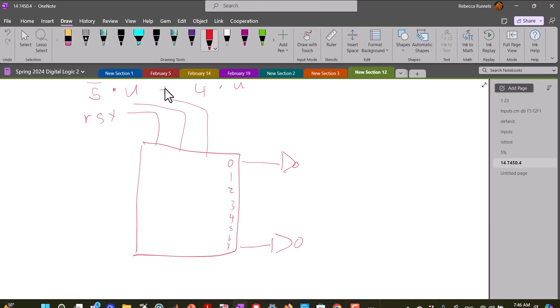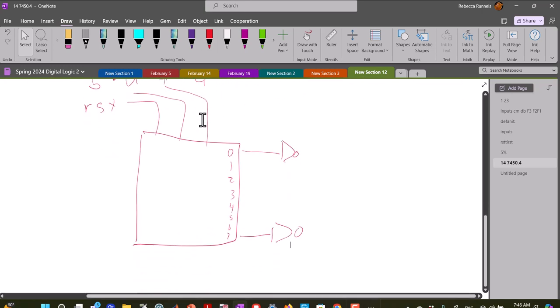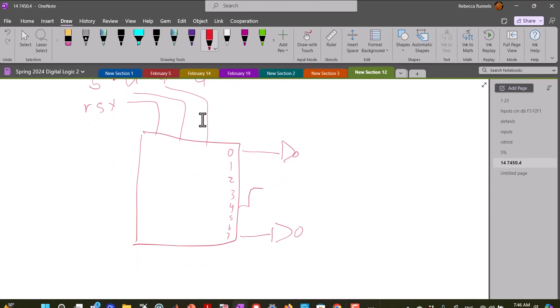For 4 and 5, I want the not of those, but I need it to be ANDed with U. And then I would need the OR of all of these things.